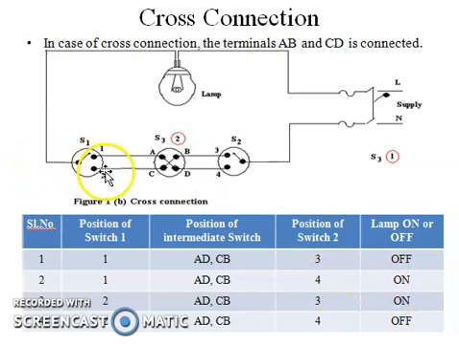When it is at 2, then 2, CB and 3, then the lamp is in on condition. In other conditions, the lamp remains in off condition. So this is how the wiring will be done to control the lamp from 2 different points or 3 different points. In many ways we are going to control the lamp in different positions.